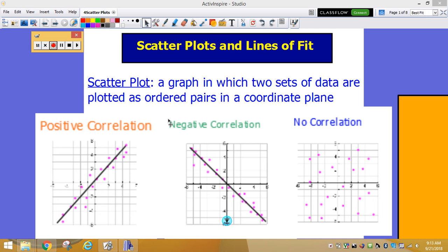What does that mean? Well, there's positive correlation, and that's this first example. It's where your dots go up in a positive direction. Negative correlation, your dots go down in a negative direction. No correlation is your dots are everywhere. Okay, they're crazy, they're all over the place.